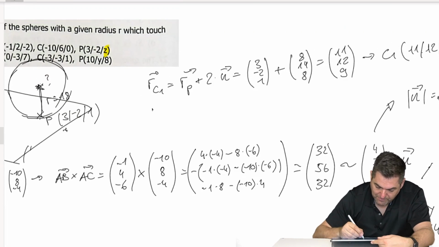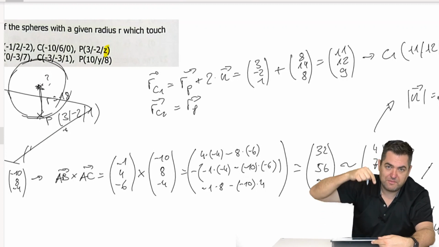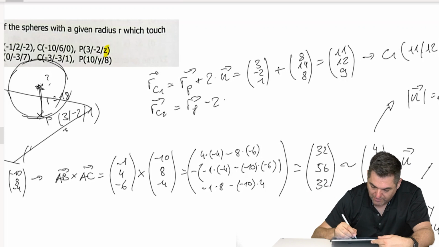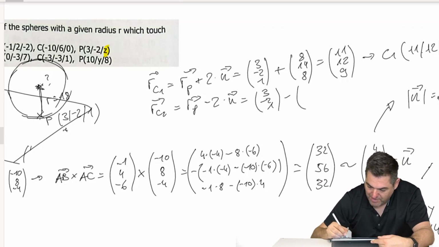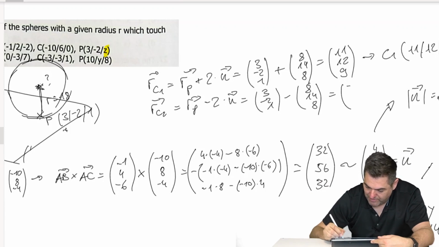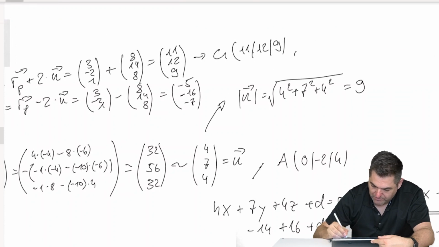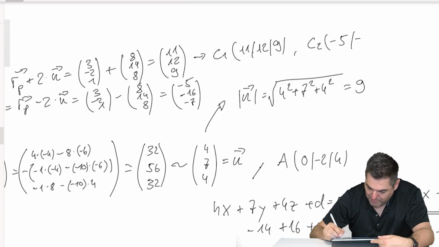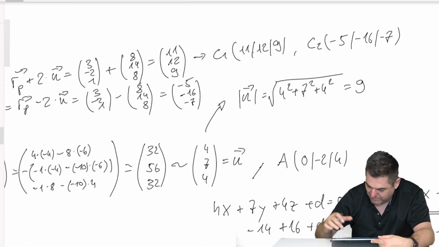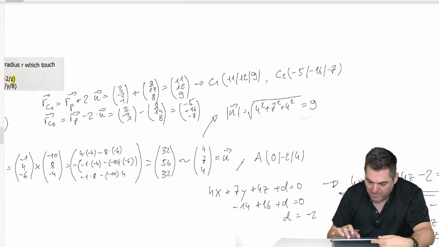And the second center, I just go in the other direction, go downwards. So that's 3, minus 2, 1, minus 8, 14, 8. This gives me minus 5, minus 16, minus 7. So C2 is minus 5, minus 16, minus 7. I'm sorry, this looks a bit messy here.